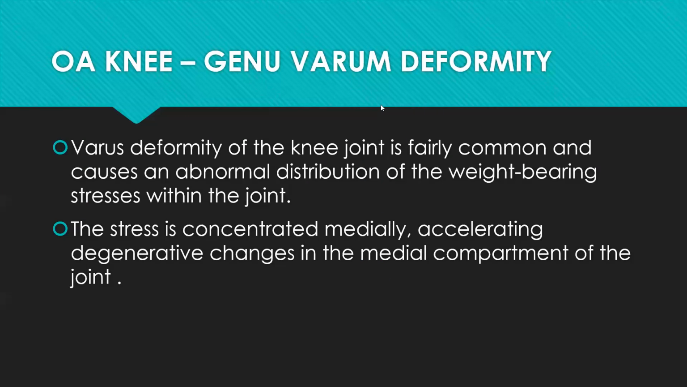Coming to OA, which is most common in India. Classically, we see a varus deformity of the knee. The varus deformity of the knee joint is fairly common in OA and causes an abnormal distribution of the weight-bearing stresses within the joint. The stress is concentrated medially, accelerating degenerative changes in the medial compartment of the joint.